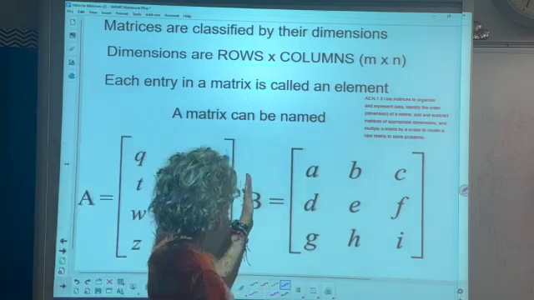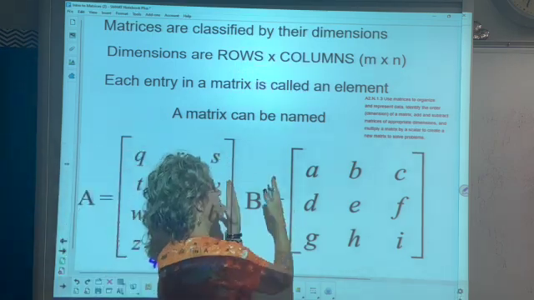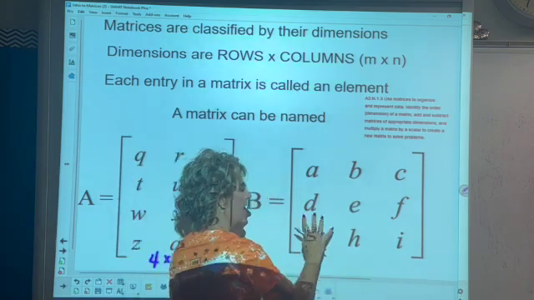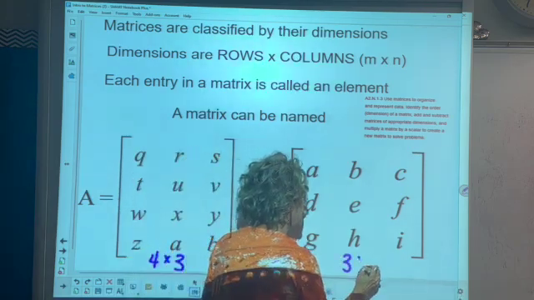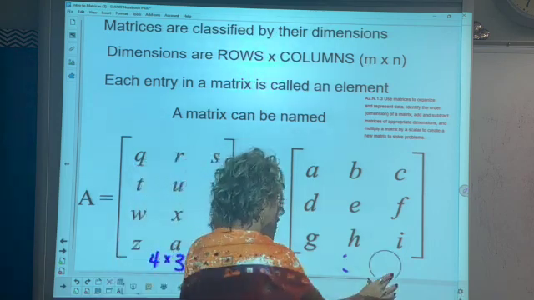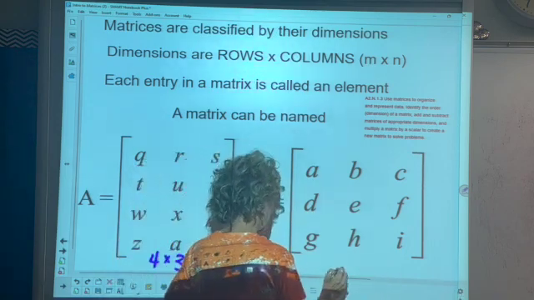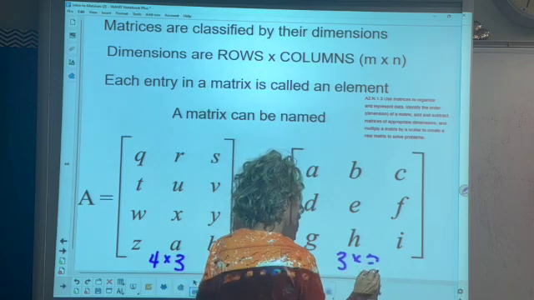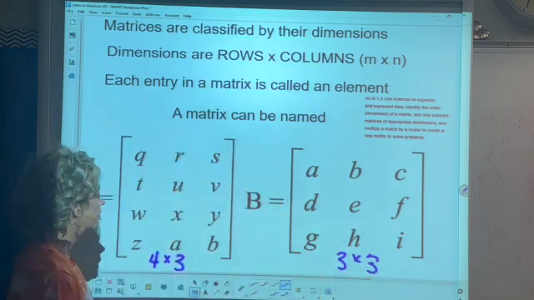Matrix B, capital letter B, is this. Matrix B has 9 elements. Matrix B is a 3 by 3 matrix. Okay, I don't like the way that looks. Let's fix that. So this would be a 3 by 3 matrix.